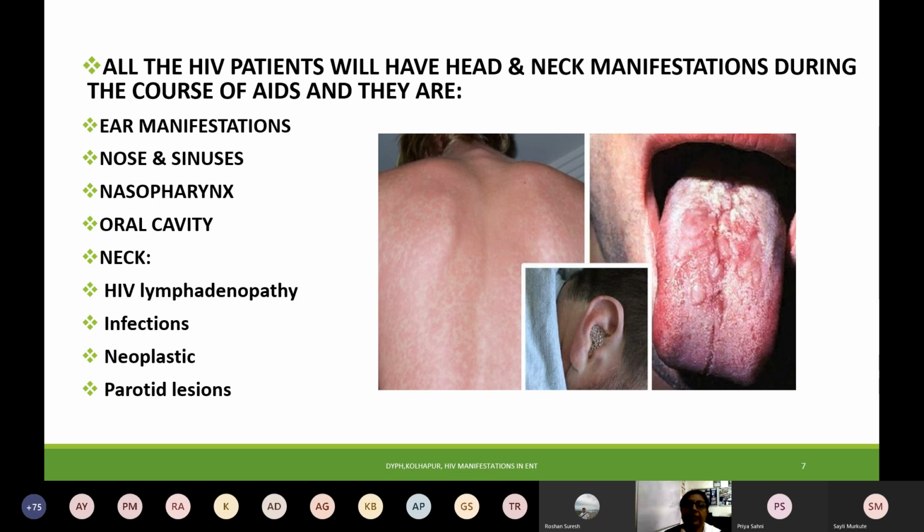All HIV patients will have head and neck manifestations during the course of AIDS, and they are ear manifestations, nose and sinuses, nasopharynx, oral cavity, and neck. In the neck, HIV lymphadenopathy is seen, infections are seen, neoplastic lesions, and even submandibular and parotid lesions are seen in these patients. So that means the whole of the head and neck is involved in HIV.